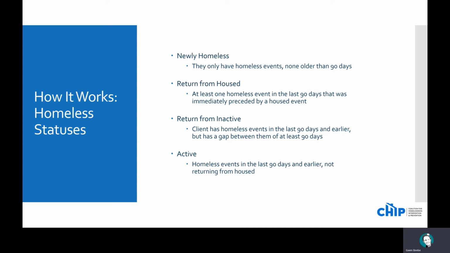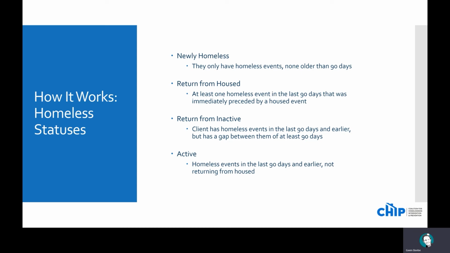So there are 4 different types of homeless statuses. The first one is newly homeless. These are folks that have only had events in HMIS that indicate that they're experiencing homelessness, none older than 90 days. And we are going to talk more in just a moment about homeless versus housed events. Return from housed: they do have at least one homeless event in the last 90 days, but the event immediately before was a housed event.